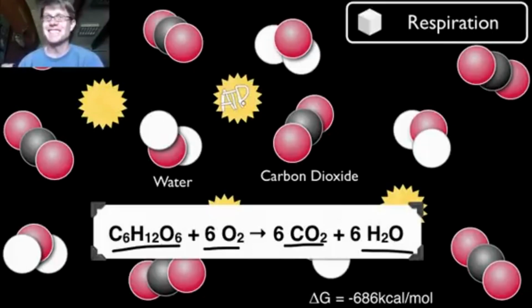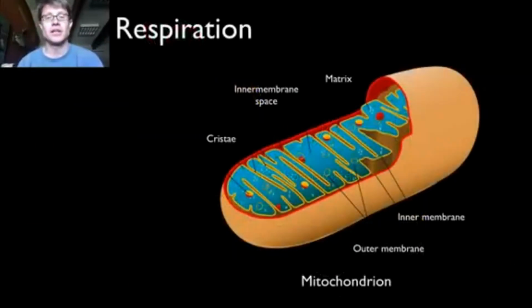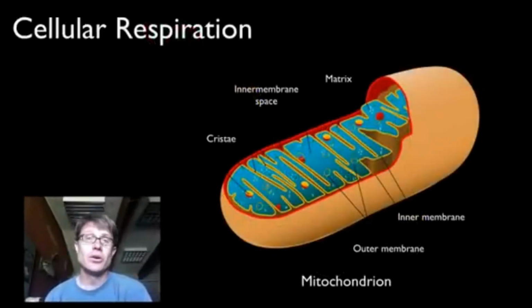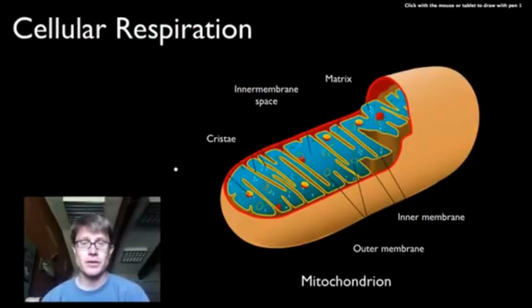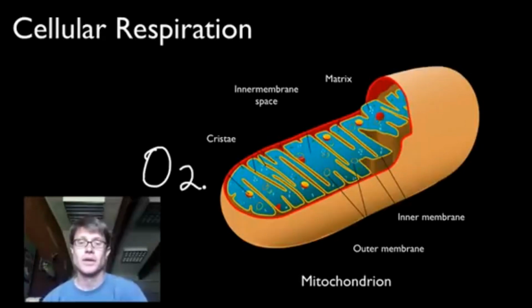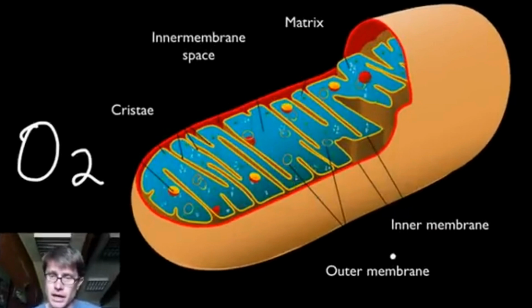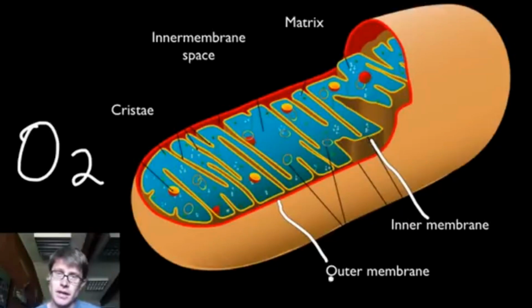Again, it's not as simple as this, so let's get to what respiration really looks like and where it takes place. And in order to do cellular respiration, you need a mitochondria, and you also need one more thing. You need O2, you need oxygen. So the parts of the mitochondria that you should become familiar with, first of all, we've got an outer membrane. Outer membrane is going to be this portion right here. We also have an inner membrane, so it looks like that. We have an inner membrane space. The inner membrane space is going to be right between the outer and the inner membrane.